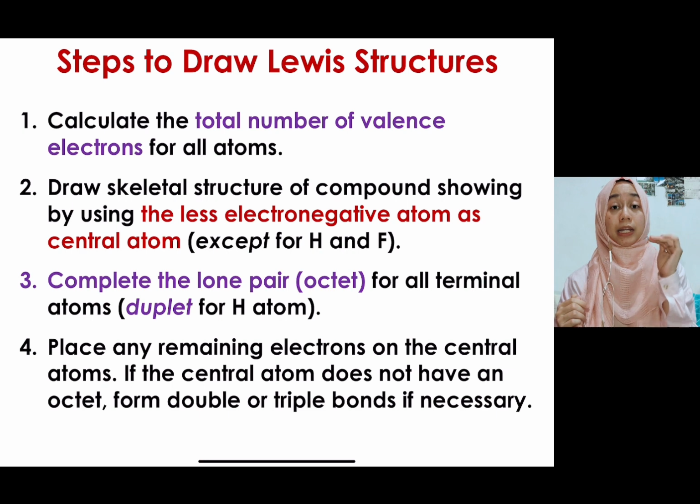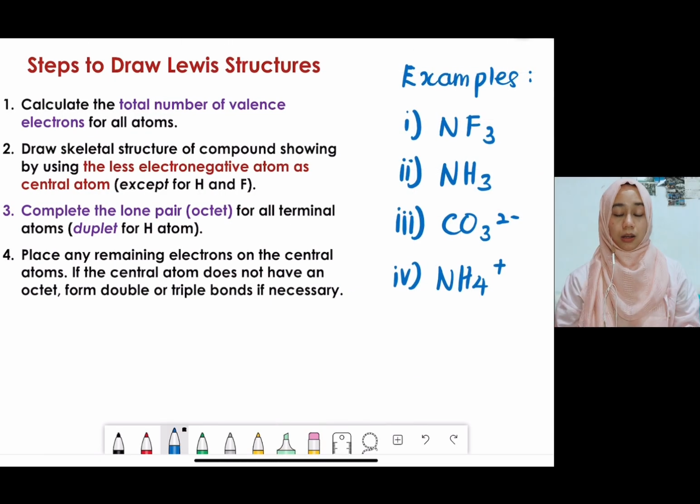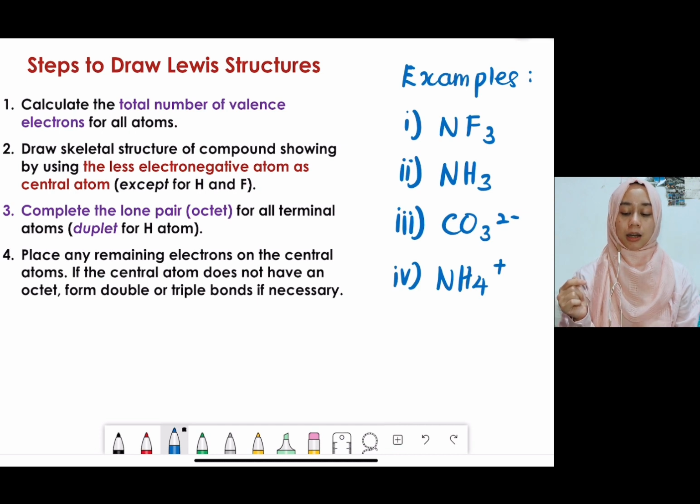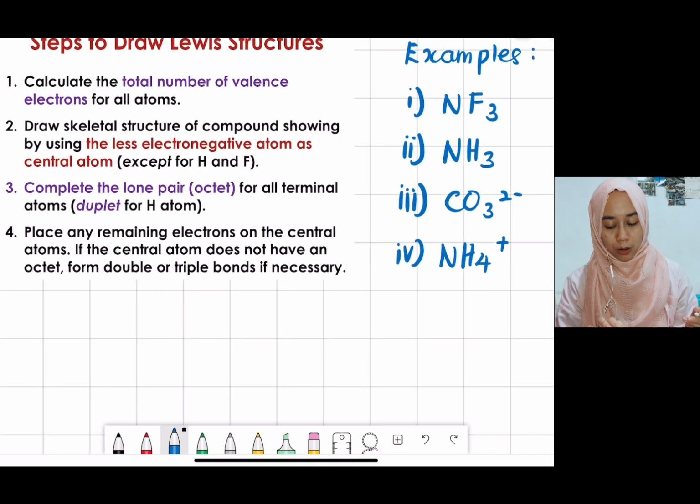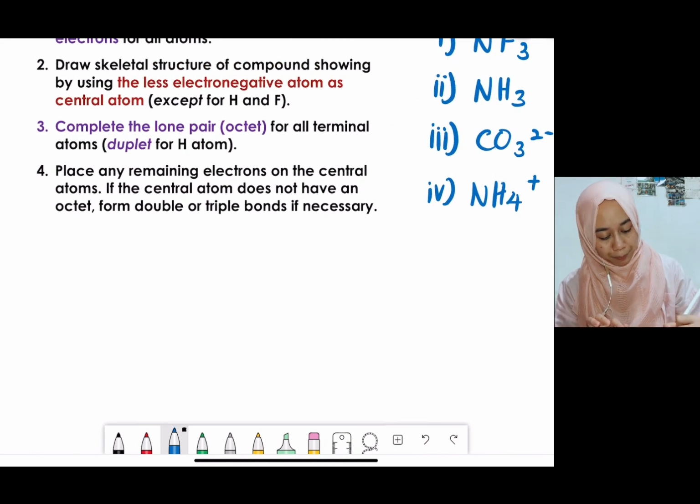Kita tengok macam mana nak buat sebenarnya step by step, follow all these steps here. Okay, so by using the steps to draw the Lewis structure here, we are going to use the 4 examples on the right. Basically itu Miss ikut turutan dalam nota kamu lah. Kamu boleh rujuk sendiri dalam nota kamu. Tapi Miss sarankan untuk kamu ikut sekali Miss buat setiap satu example ni atas paper. Okay, so kita try buat dahulu untuk NF3.